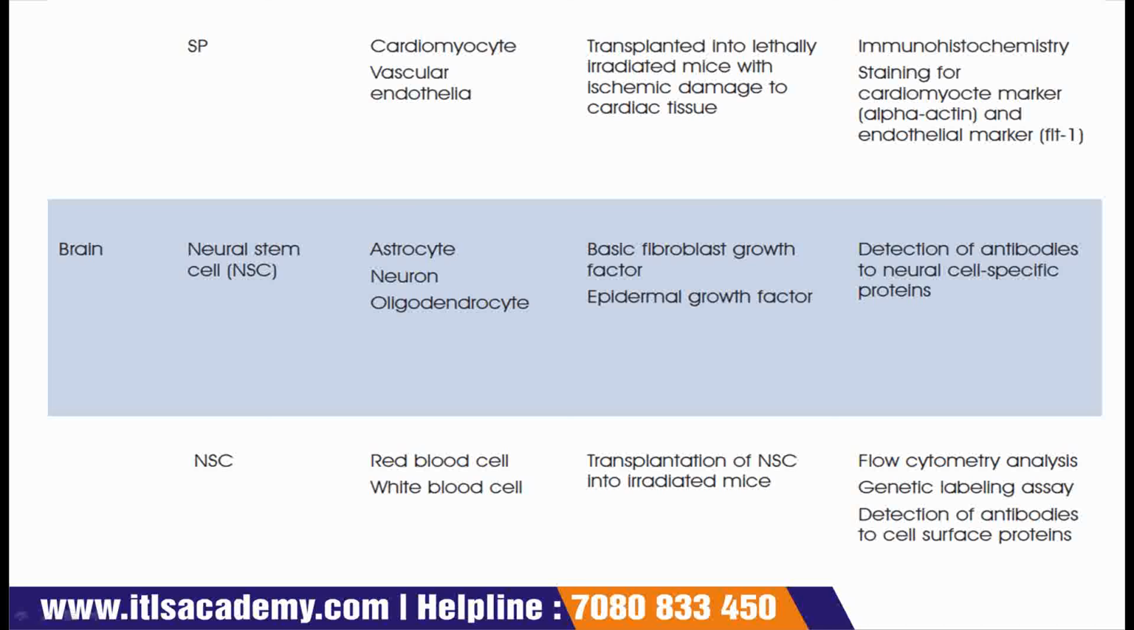So till now we are seeing these cells that are derived from the bone marrow. Bone marrow was the tissue of origin, but now we are going to say origin tissue is brain, and the cells derived from this origin tissue is neural stem cells. Now neural stem cells can give rise to: first one is astrocyte, neuron and oligodendrocytes. Conditions for these cells development is basic fibroblast growth factor and epidermal growth factor. Method for detection is detection of antibodies to neural cell specific proteins.